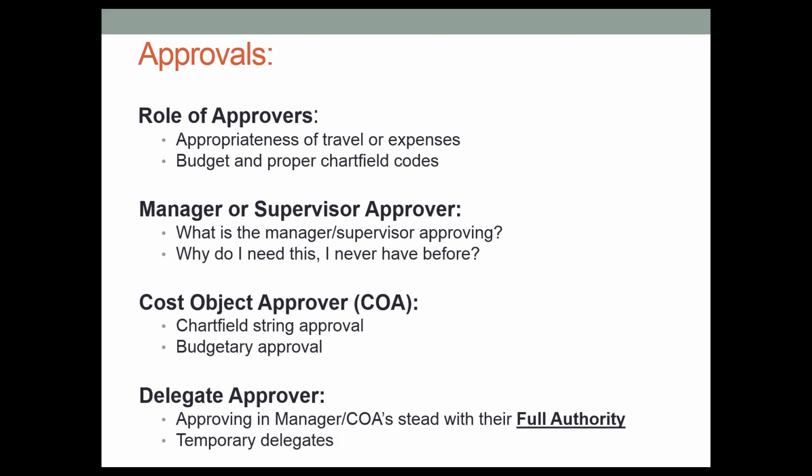Now, the one thing that we've talked about throughout is the ability to have a delegate. A delegate can be anything, and we'll show this during the demonstration, anything from just entering stuff all the way up to approving in the manager or cost object approver's stead. I think it's very important to understand that this is giving our full signature authority to somebody if I make them a delegate to approve. For lack of a better description, this is giving them power of attorney to sign in my name. So we need to be very careful and very thoughtful about how we do the delegate concept and whether or not we really want to give someone that type of sign-in authority.